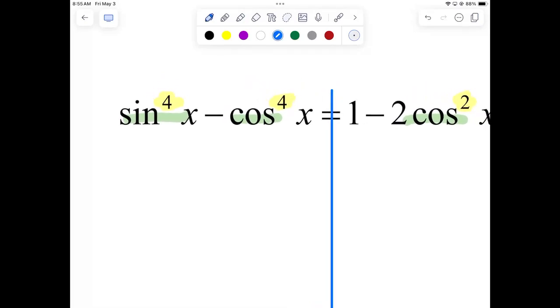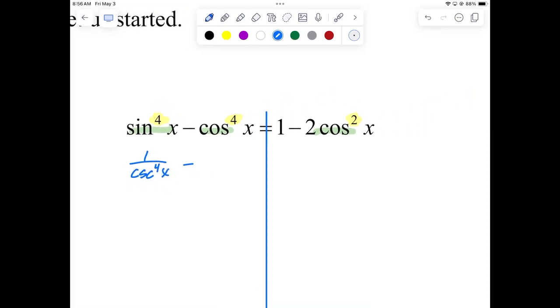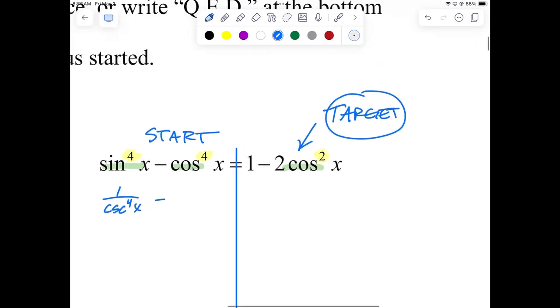For example, I could right out of the gate say sine to the 4th of x is 1 over cosecant to the 4th of x. Would that be okay? Is that true? It's true, okay? But is it going to be helpful in this case? No, because whatever side you start on, if we start on this side, guess what the other side becomes? It becomes your target. Yeah, you need that other side to be accomplished.